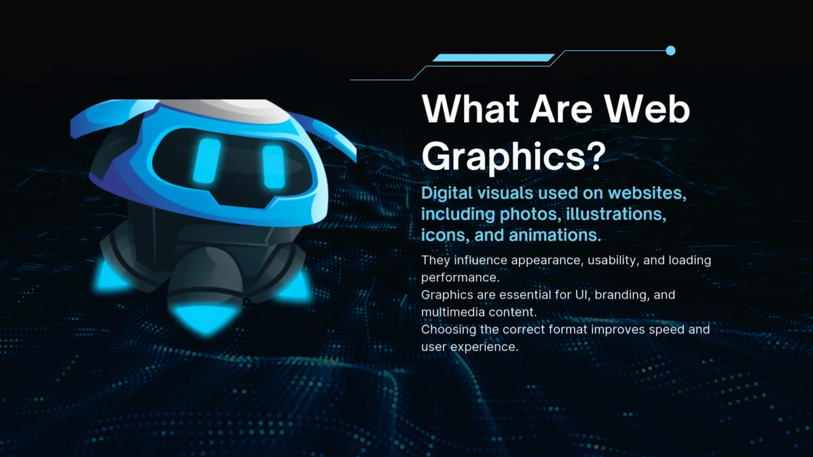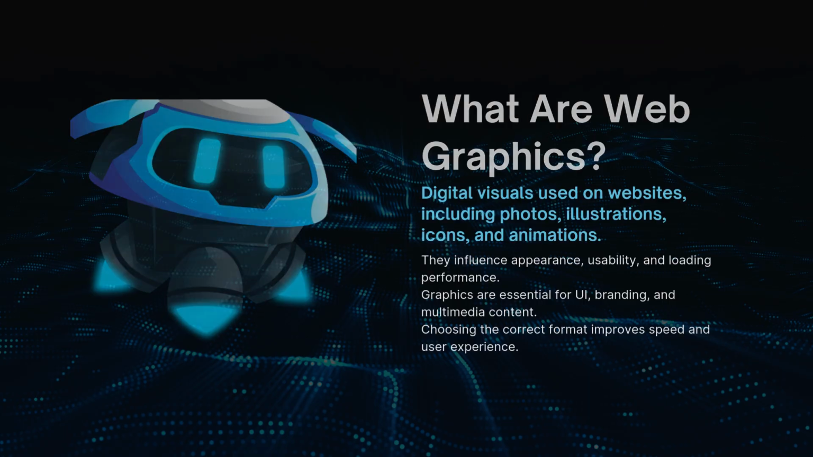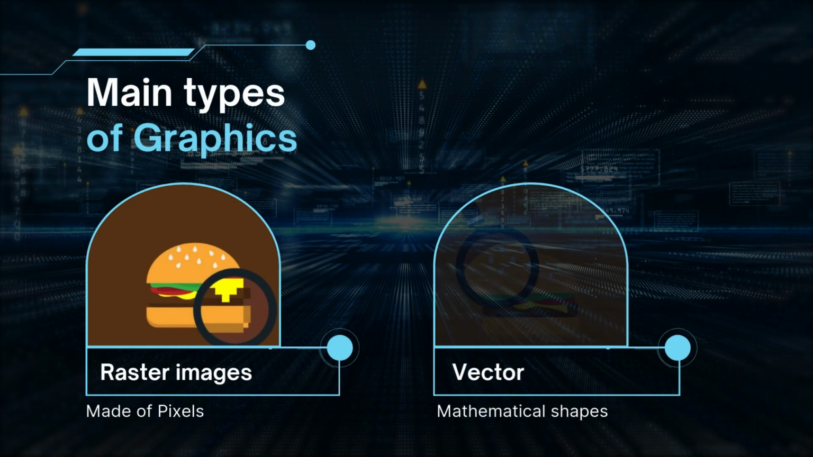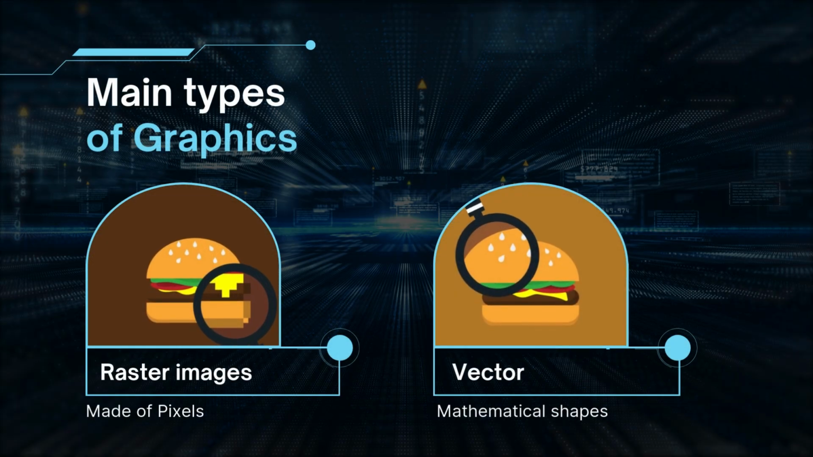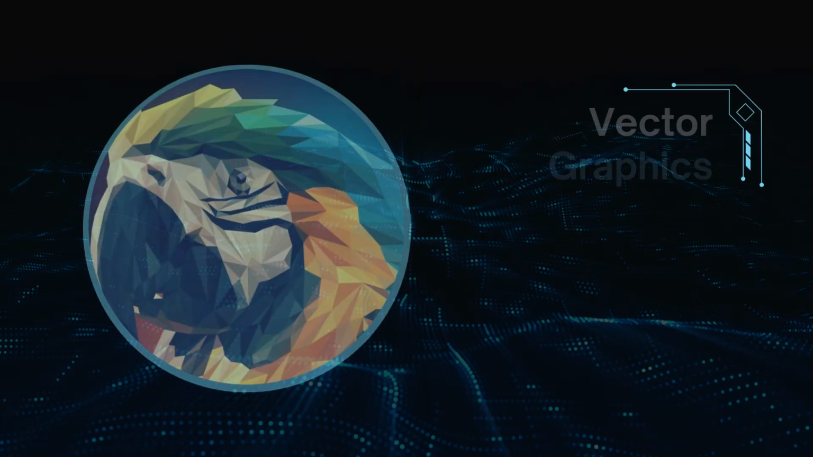But what are those? Well, these are elements that create the visual appearance of a website. The most common are photos, illustrations, icons, or animations, and they're very essential for the user interface. So they must be carefully designed, and the most common types are raster and vector. Here we can see the difference. Raster graphics are made of pixels, and vectors are made of mathematical shapes.